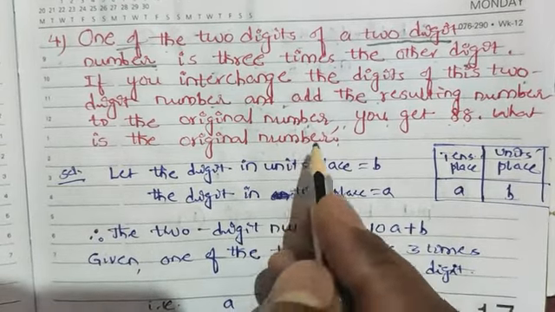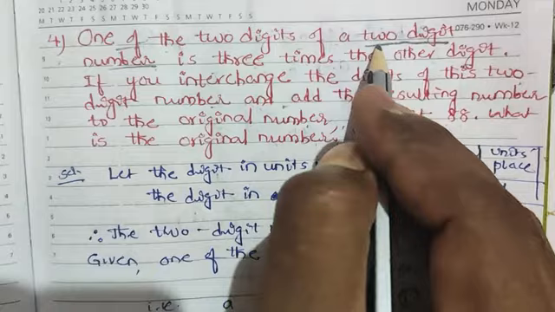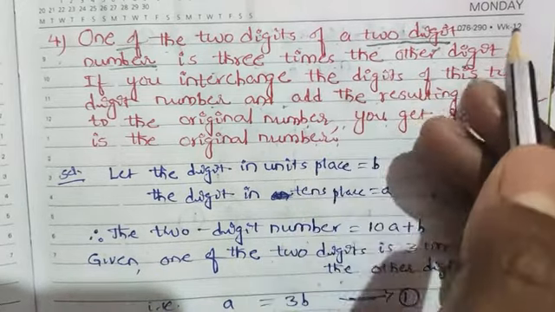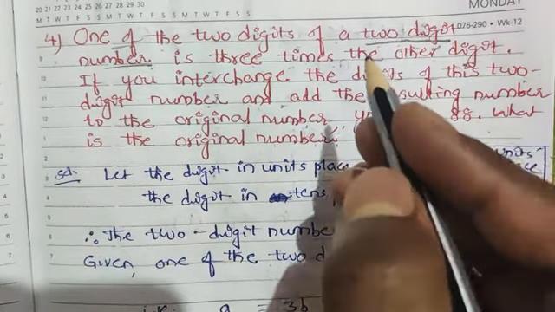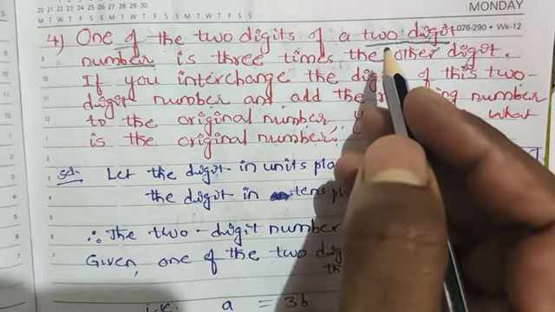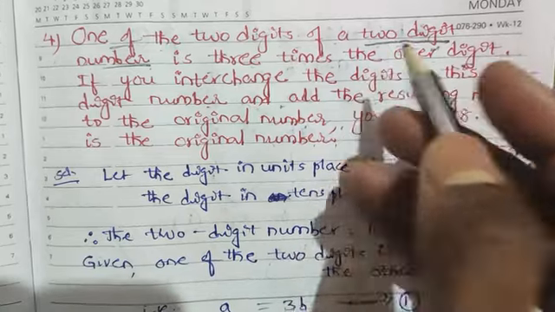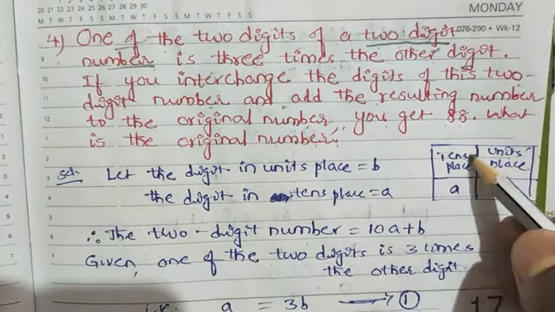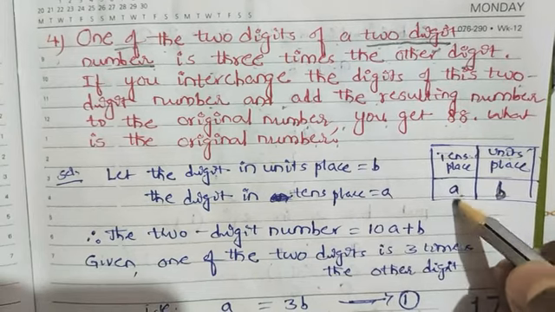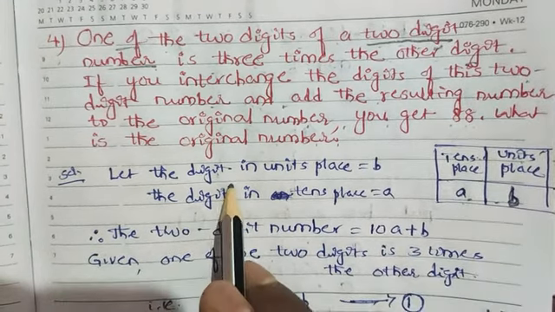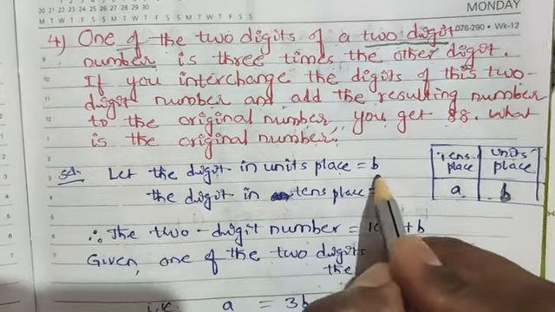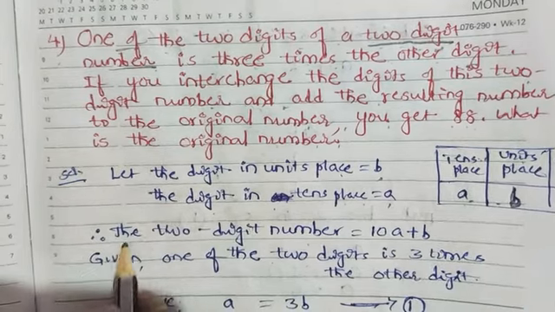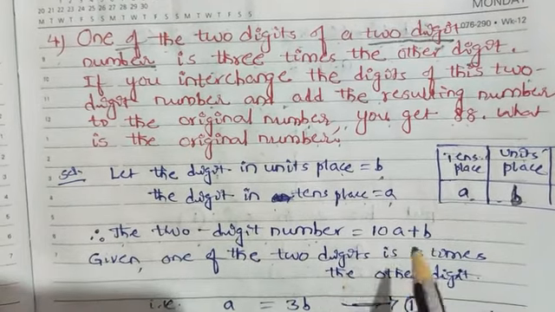You don't know the original number, but the only hint is that it is a two-digit number. Every two-digit number consists of a ones place and a tens place. If you don't know that number, you don't know the ones place digit as well as the tens place digit. So let us write: in units place the digit is B and in tens place the digit is A. We will assume like this. So let the digit in units place be B and the digit in tens place be A. Therefore, the two-digit number will be 10A plus B.